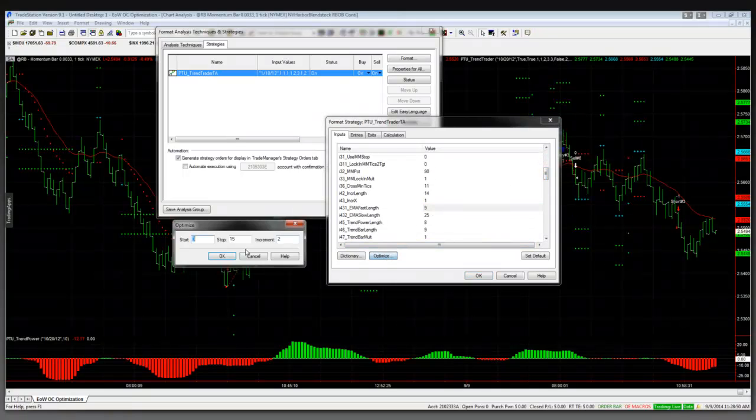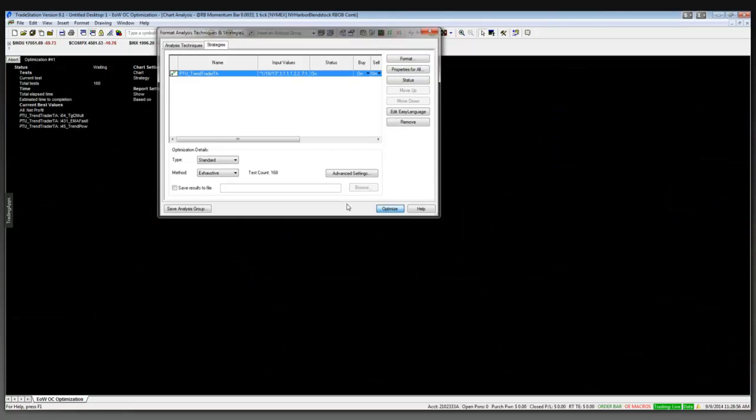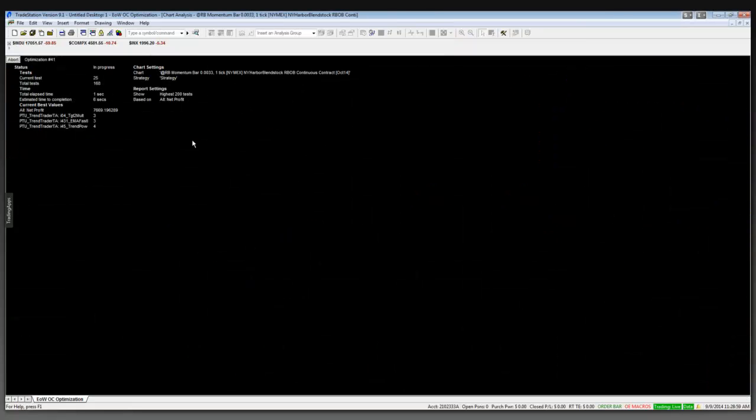I'm going to let the fast EMA optimize, and I'm going to let the trend power optimize. Only 4 different possibilities. Overall, it's that 168. But again, you would spend a week trying to do what I'm going to do for you in about 15 seconds.